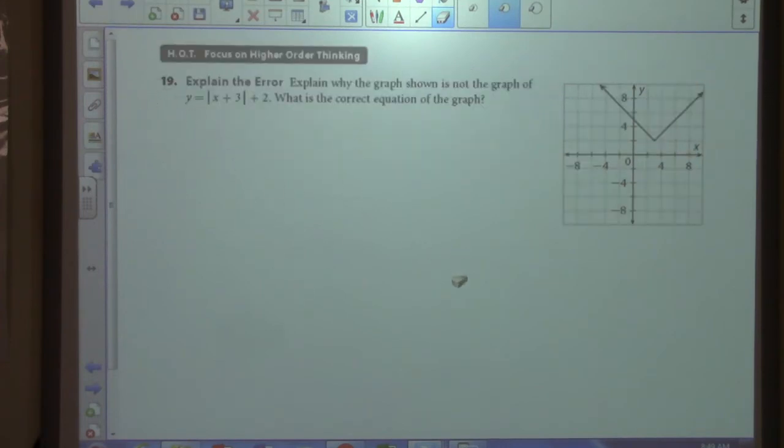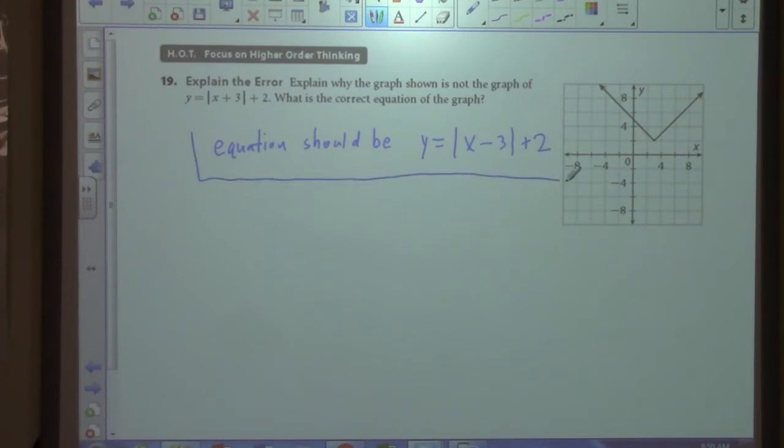All right. Here we are with 19, explain the error. Can you explain the error for 19? Siggy says yes. The vertex should be -3. So Siggy says the equation should be y equals, do you say here this one -3? But the +2 is right, isn't it? Okay, so this will be our answer. Number 19.